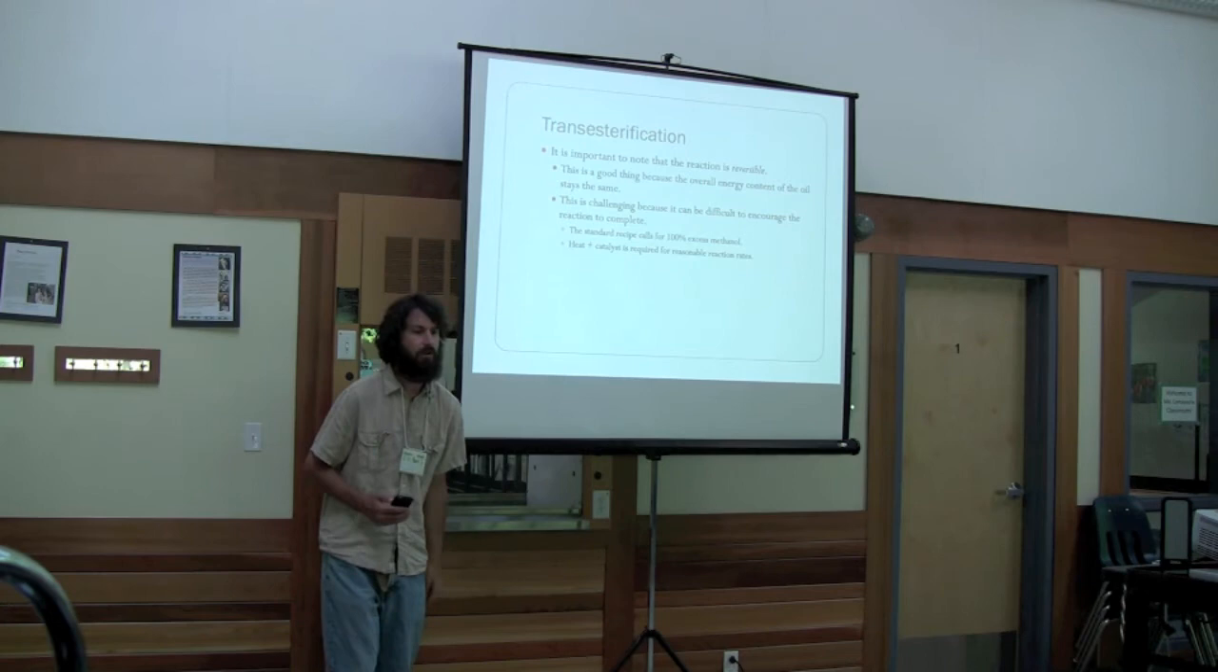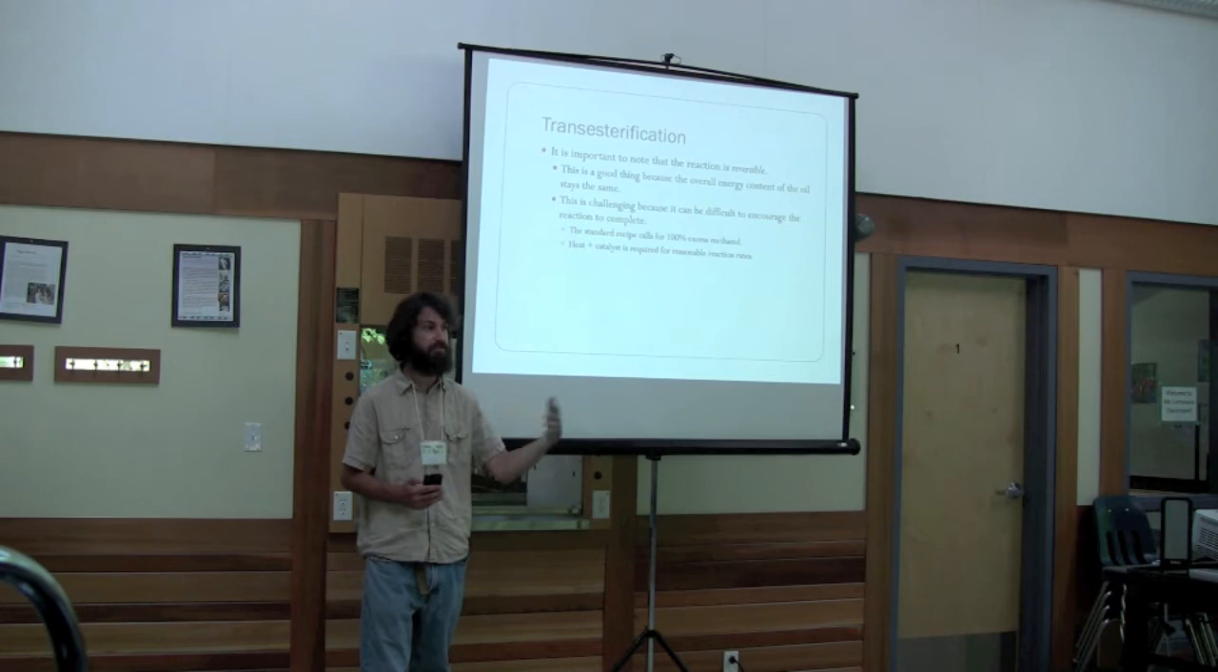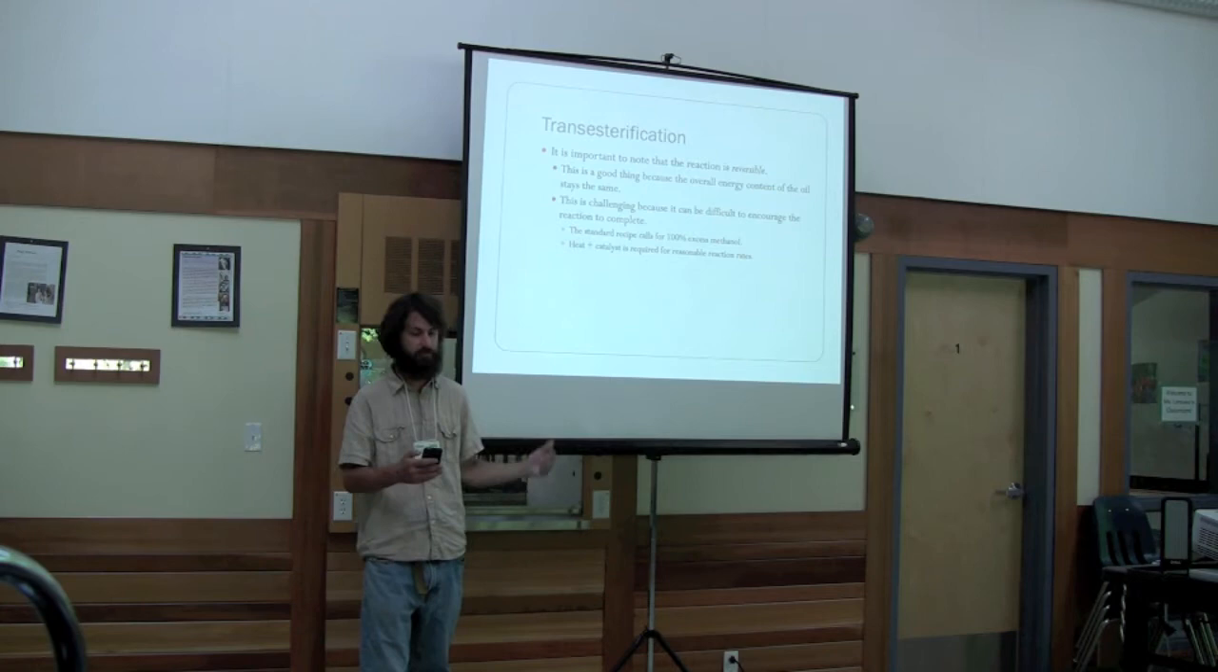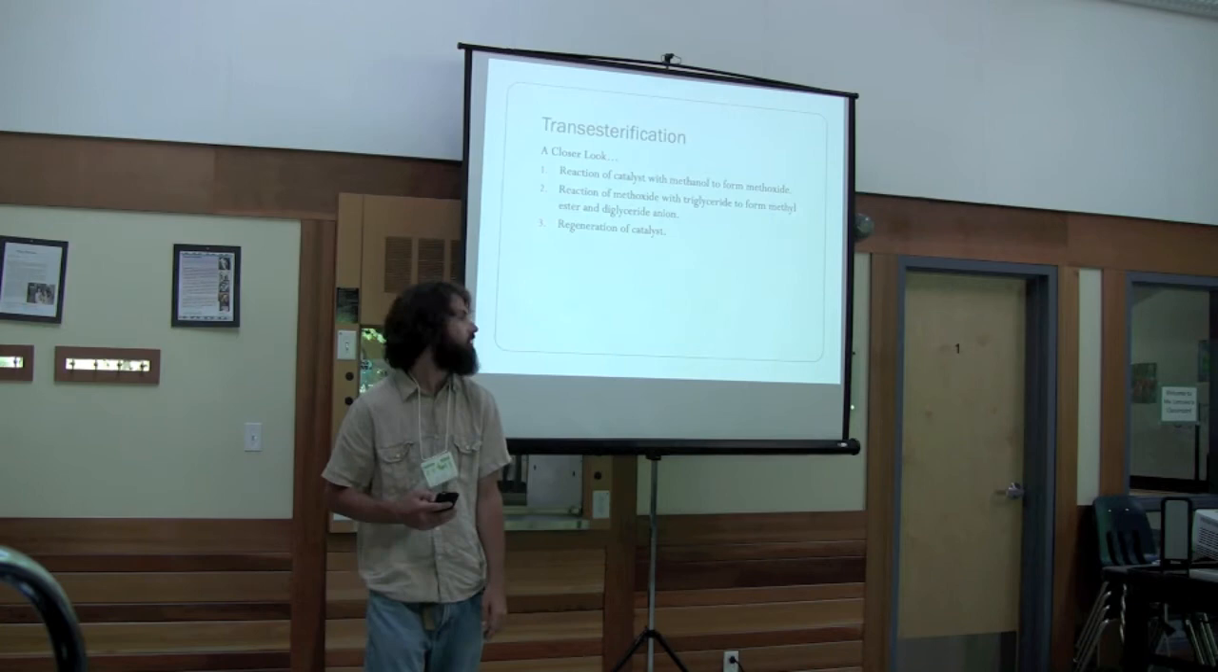So the standard recipe we use calls for 100% excess methanol. So we're using twice as much methanol as would theoretically be needed according to the stoichiometry. And also usually heat and some catalyst is required. So now let's take a closer look at what actually happens when we try to do that.